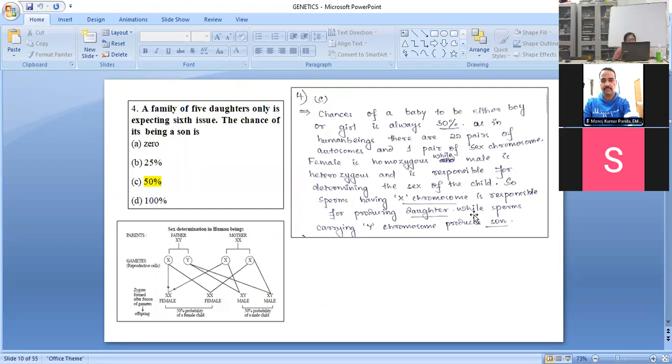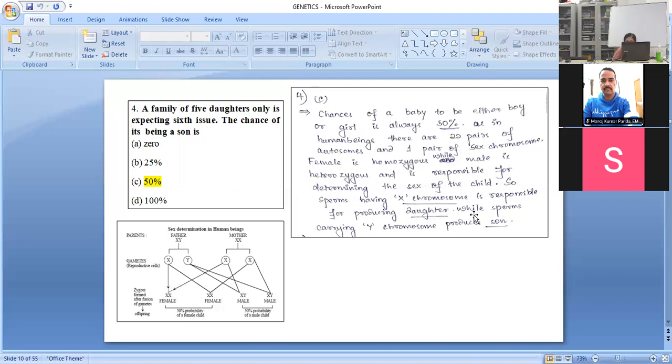Now, a family of 5 daughters is expecting a 6th issue. What are the chances that it will be a son? So in every case, the chance of a baby to either be a boy or girl is 50%, irrespective of which issue it is. The question can be misleading: 6th issue, 4th issue, 5th issue. We should not focus on the issue number, but whenever there is a chance of expecting an issue, the chance of having a boy is always 50%.